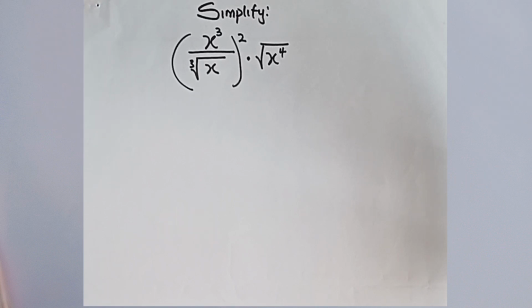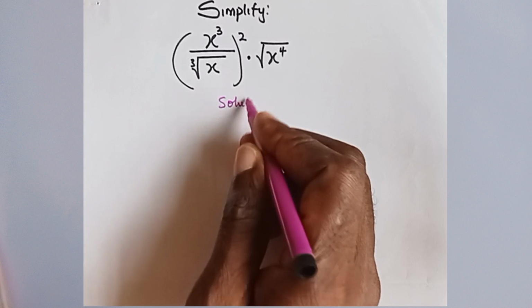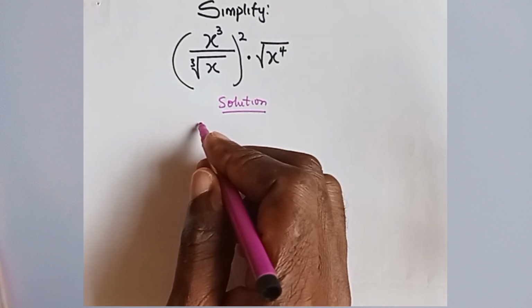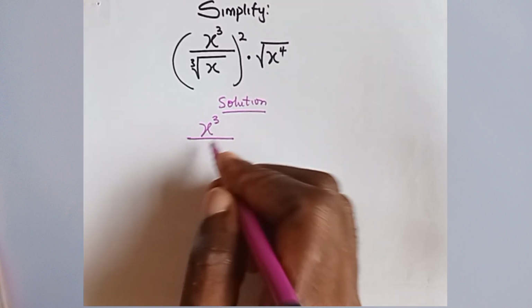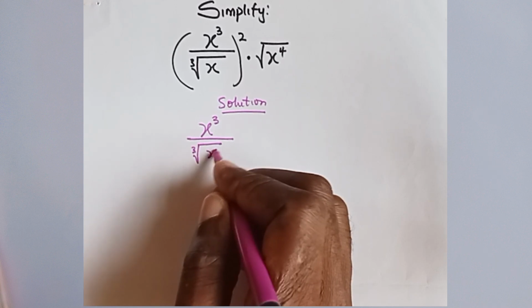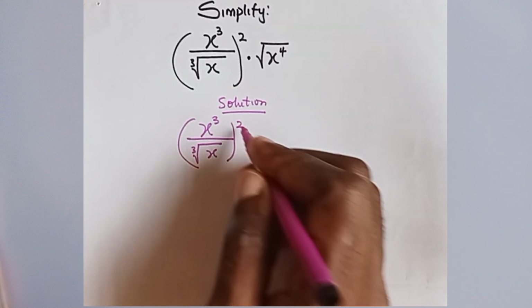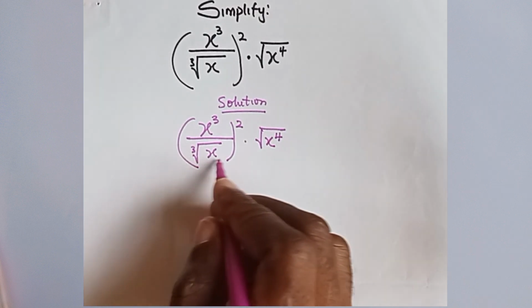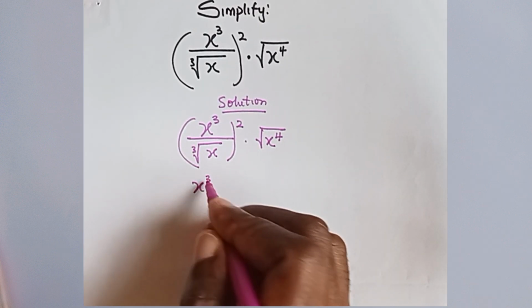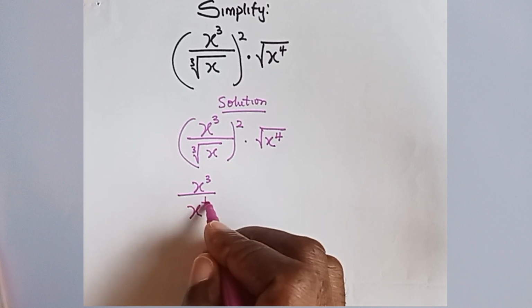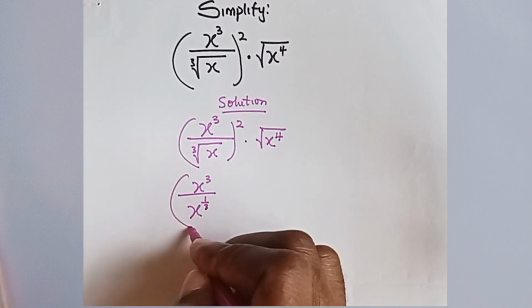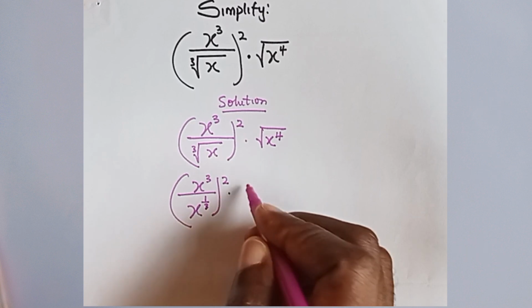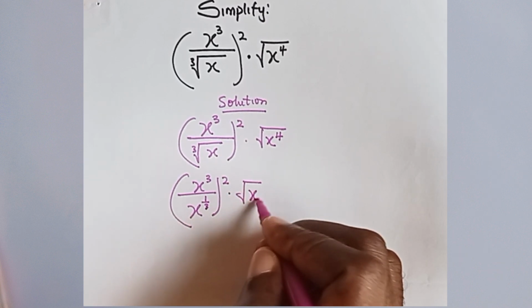Okay, we have a complex exponent and I want to show us how we can simplify it. Alright, solution. We have x raised to the power 3 over cube root of x, everything raised to the power 2, then square root of x raised to the power 4. Alright, so our denominator here can also be written as x raised to the power 1 over 3, then everything raised to the power 2 multiplied by x square root of x raised to the power 4.